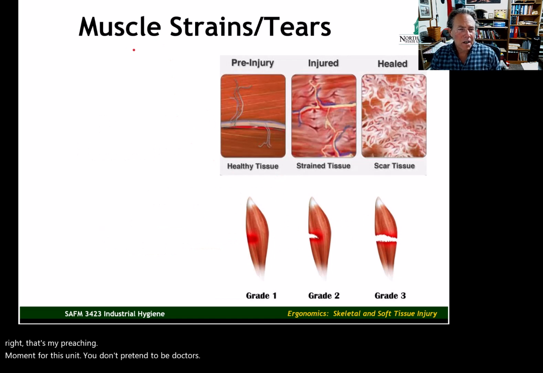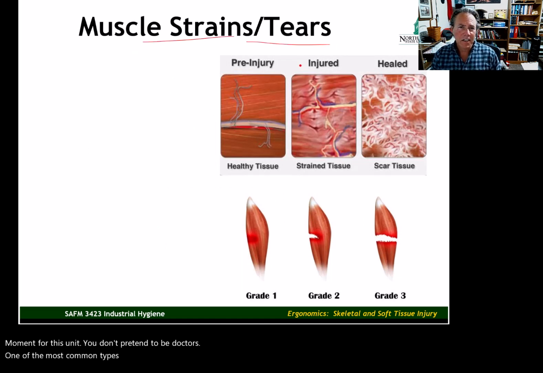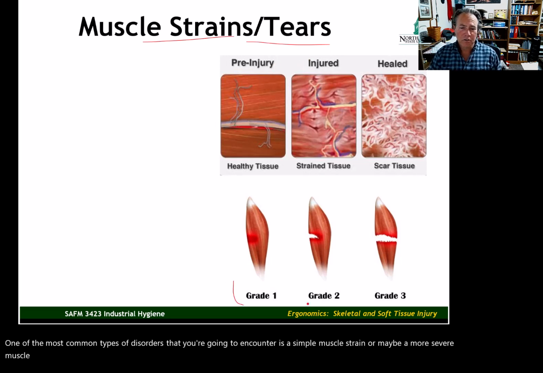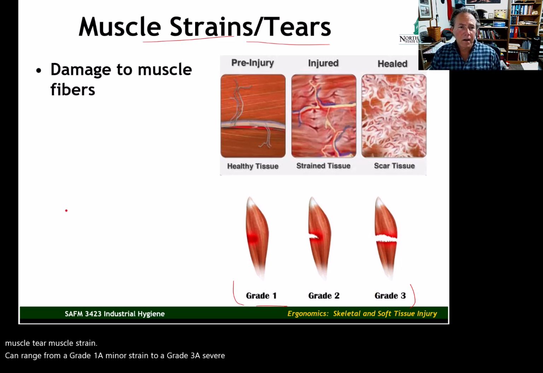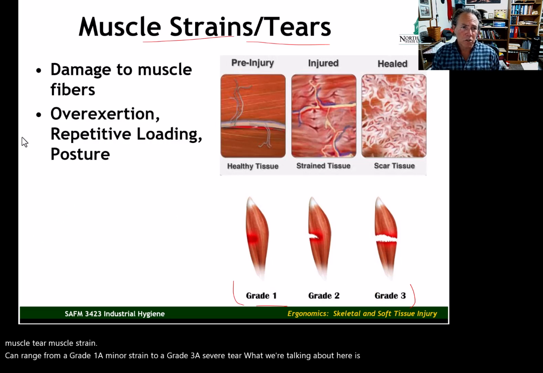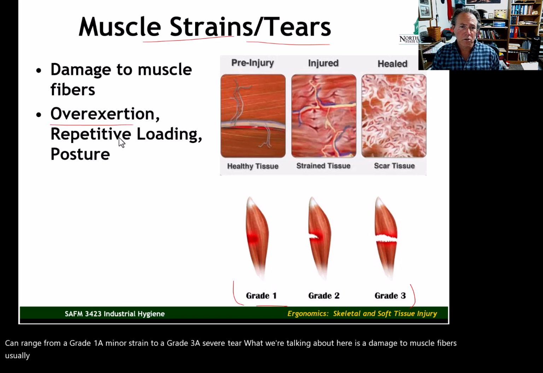One of the most common types of disorders that you're going to encounter is a simple muscle strain or maybe a more severe muscle tear. Muscle strain can range from a grade 1, a minor strain, to a grade 3, a severe tear. What we're talking about here is damage to muscle fibers, usually the result of overexertion, or repetitive loading, or posture, or all three of these combined.